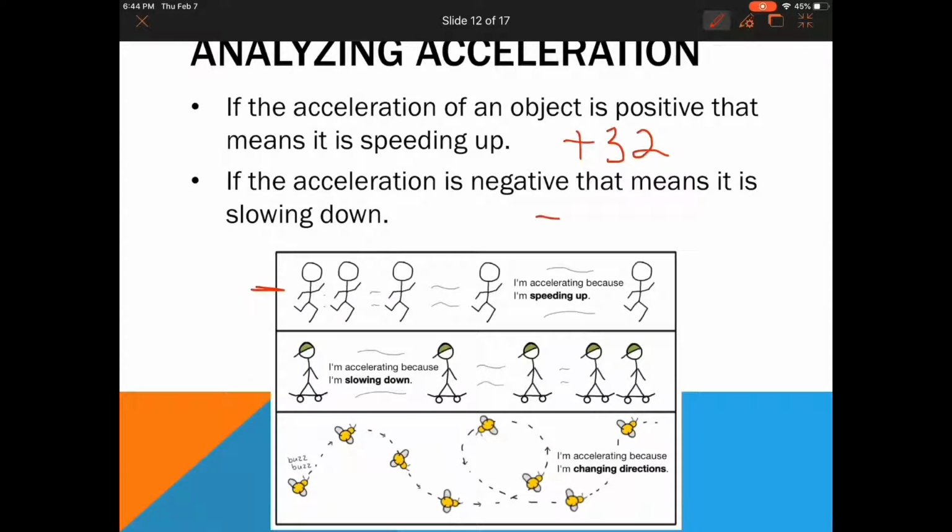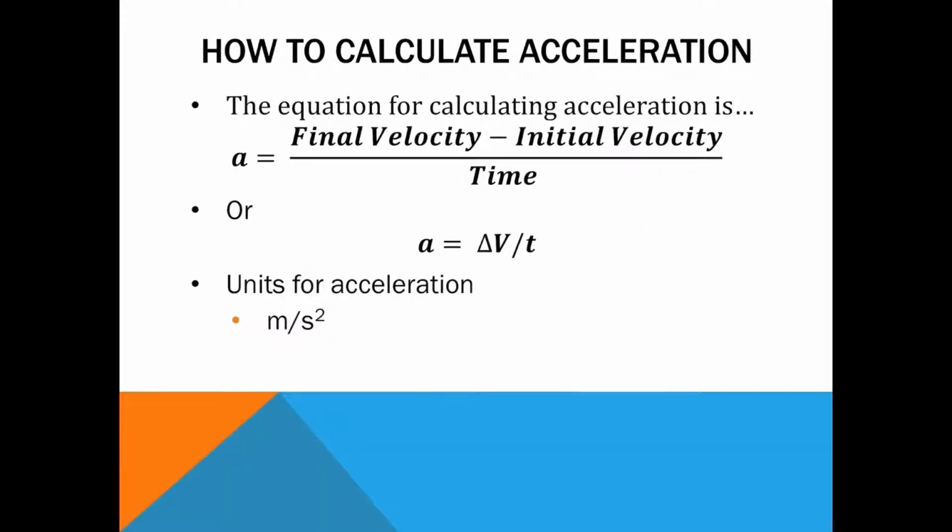If the number is negative, let's say negative 32, that means we're slowing down. We are decelerating, like this skateboarder here. Well, now let's figure out how to calculate acceleration.